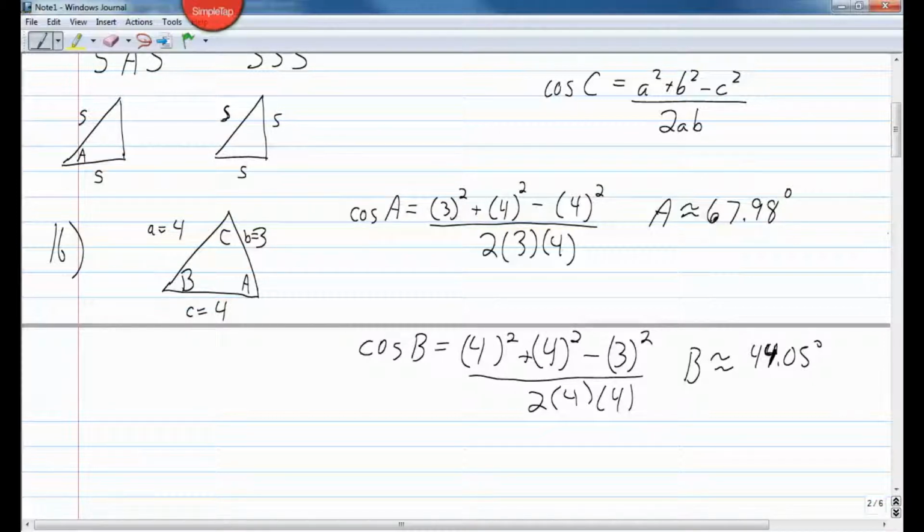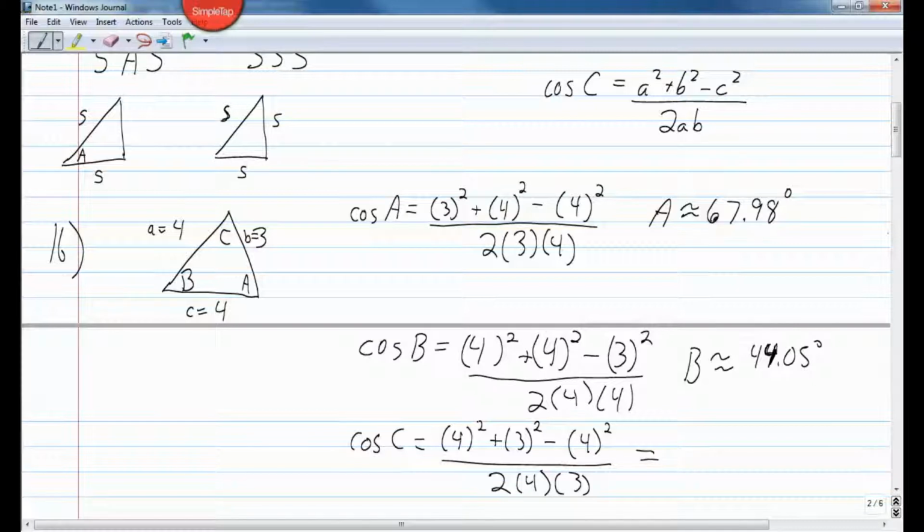Normally, right here, I would just use those 2 angles to figure out the measure of the third angle. But since this is our first time to work this, I'm going to work out angle C as well. So what you could do is say 180 minus these 2, and I better get the answer super close to the answer that you get. So cosine of angle C is equal to A squared, so that's 4 squared, plus B squared, 3 squared, minus C squared, which is 4 squared, all over 2 times A, which was 4, times B, which was 3.